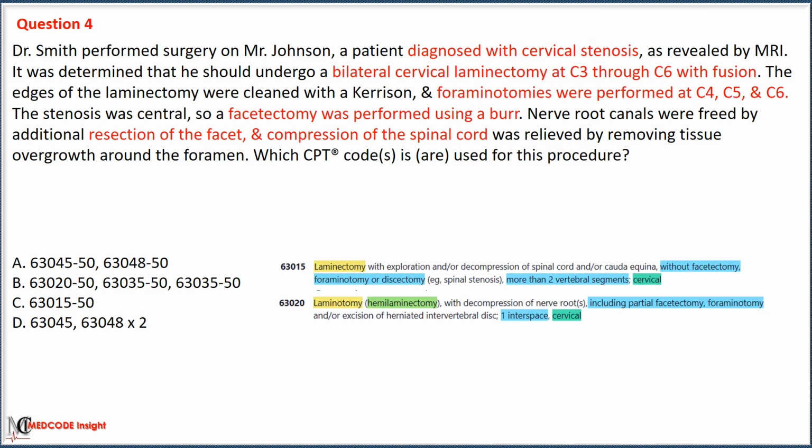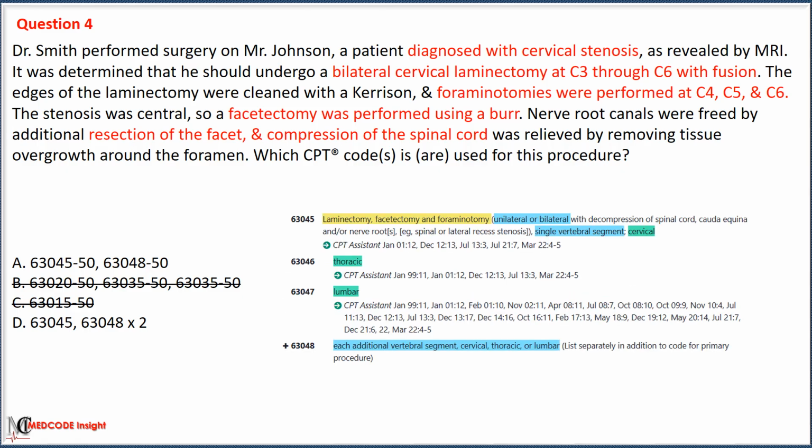In this scenario, a bilateral cervical laminectomy at C3 to C6 with fusion was performed. Since laminectomy is the primary procedure, we can easily eliminate option B with code 63020, used for laminotomy procedures. Additionally, because facetectomy was also performed due to central stenosis along with laminectomy, we can also eliminate option C with code 63015, which is used for the laminectomy procedure but without facetectomy.